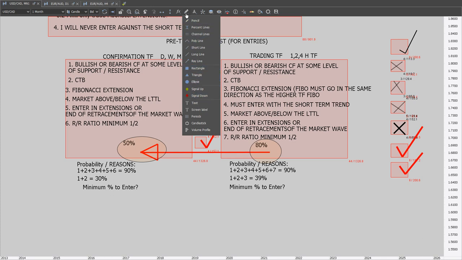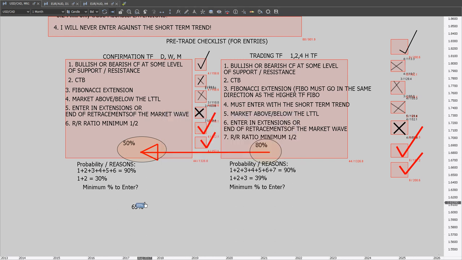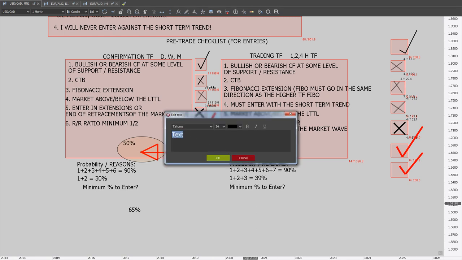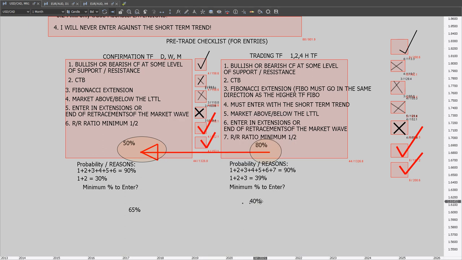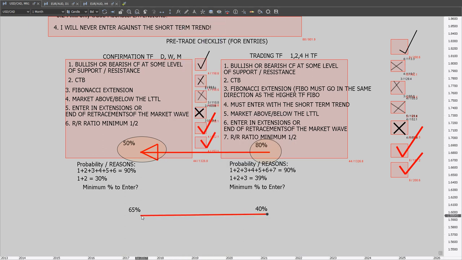What about, and this is the tricky one, what about if you have a 65% chance on the confirmation time frame and you have 40% chance on the trading time frame? What about now? Should we enter or shouldn't we enter? What do you think?